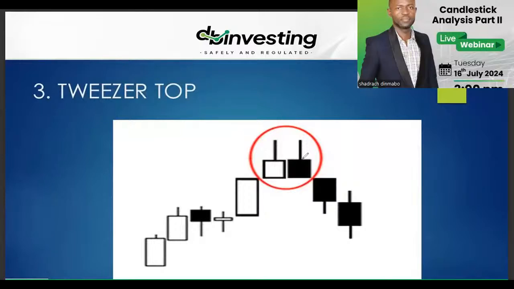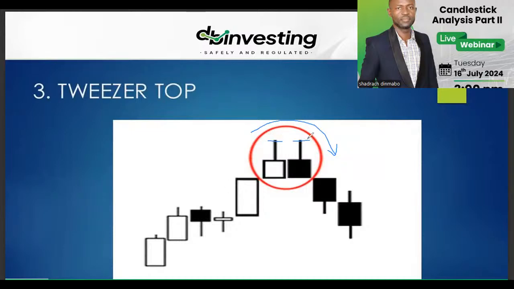Is that okay? At the top of a trend, it is called a tweezer top. It's a reversal pattern, where the market from this point wants to go to the downside. The colors of the candles are immaterial. You can see in the case of this one that the wicks are of equal length.